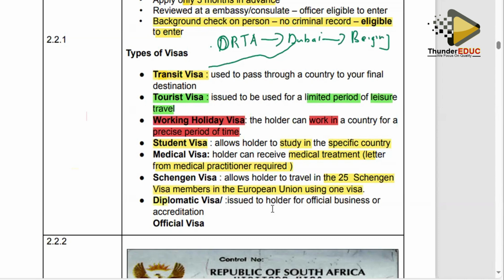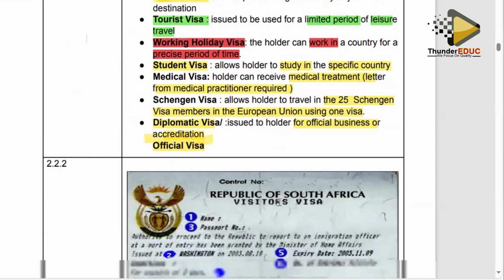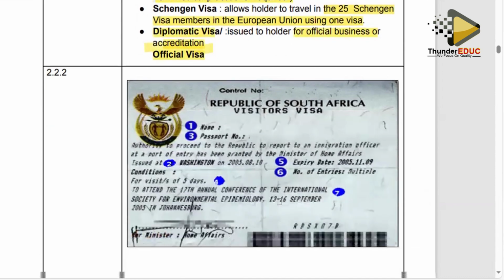We also have the diplomatic visa, which is issued for official business or for accreditation. It is issued to diplomats. Then we also have the official visa, which is issued to certain officials who are working for government officials.